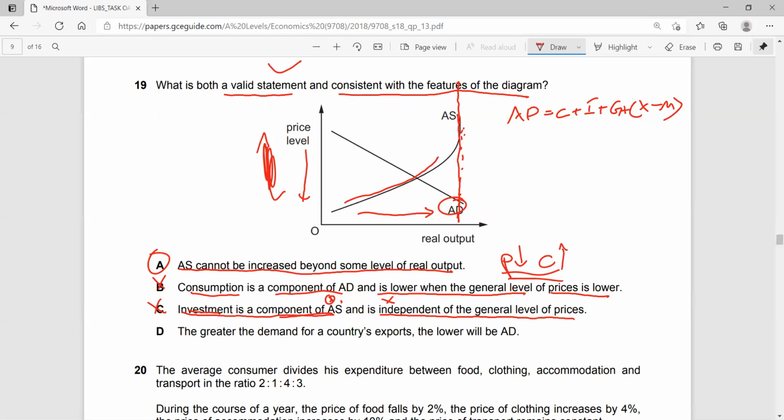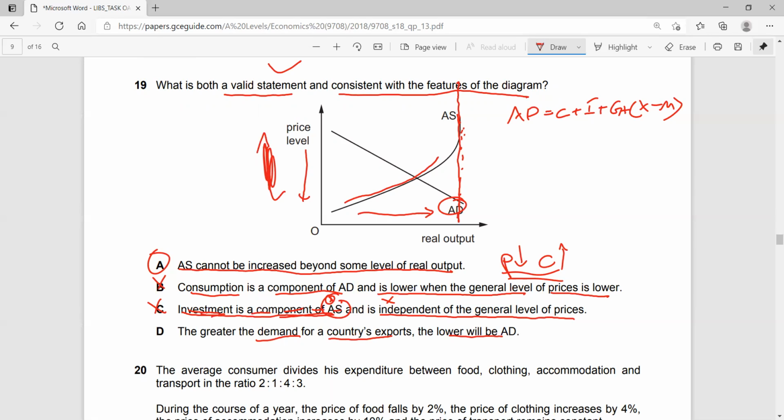And it's not just not in line with the diagram. So if it is indeed true that investment is a component of AS, usually we look at it as a component of AD, but it can affect AS. So if it is a component of AS, then AS is varying with the level of prices. So it's not independent.